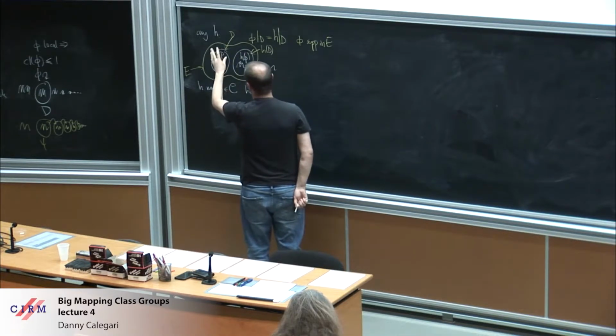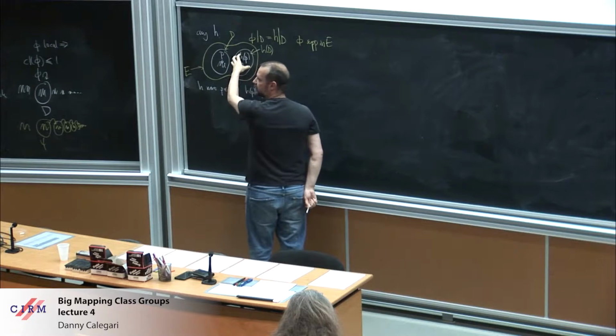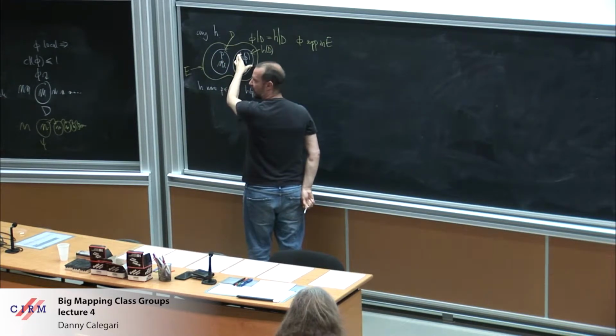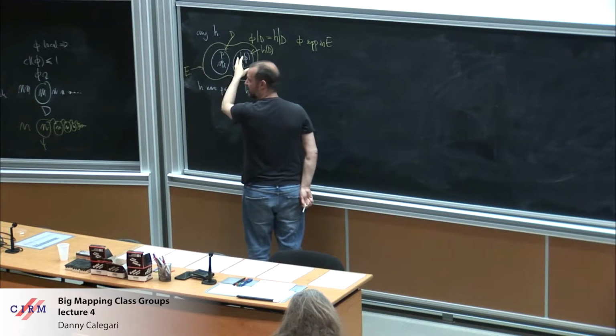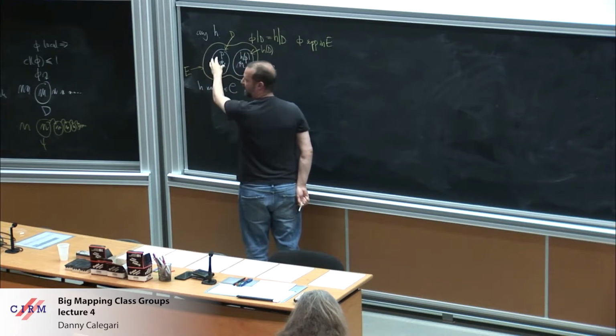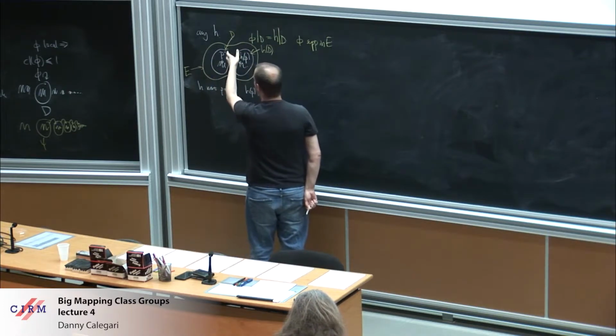And phi takes D to phi of D. Sorry, and H takes D to H of D. And phi also takes D to H of D. So phi and H agree on D. But H, I don't know what it does to this thing here. I don't care. I'm going to make phi take this just back. Take it back over here. Okay, so phi is just supported in E.